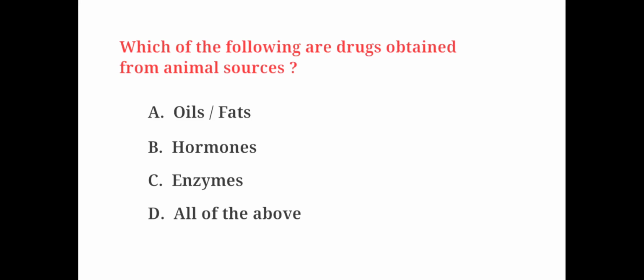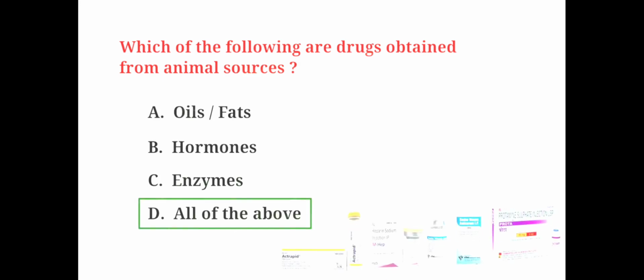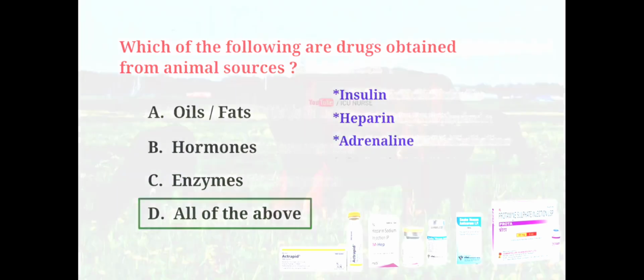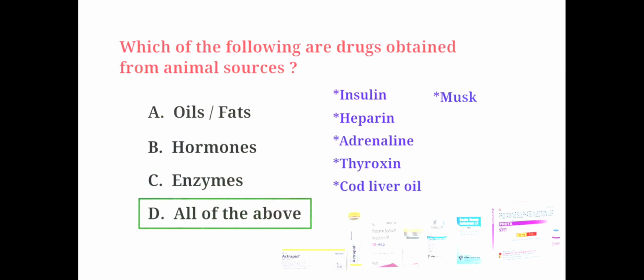Which of the following are drugs obtained from animal sources? A. Oils, fats. B. Hormones. C. Enzymes. D. All of the above. And the correct answer is D. All of the above. Many important drugs are derived from the animal sources. In most instances, these medicinal substances are derived from the animal's body secretions, fluid or glands. Insulin, heparin, adrenaline, thyroxine, cod liver oil, musk, beeswax, enzymes, and antitoxin sera are some examples of drugs obtained from animal sources.